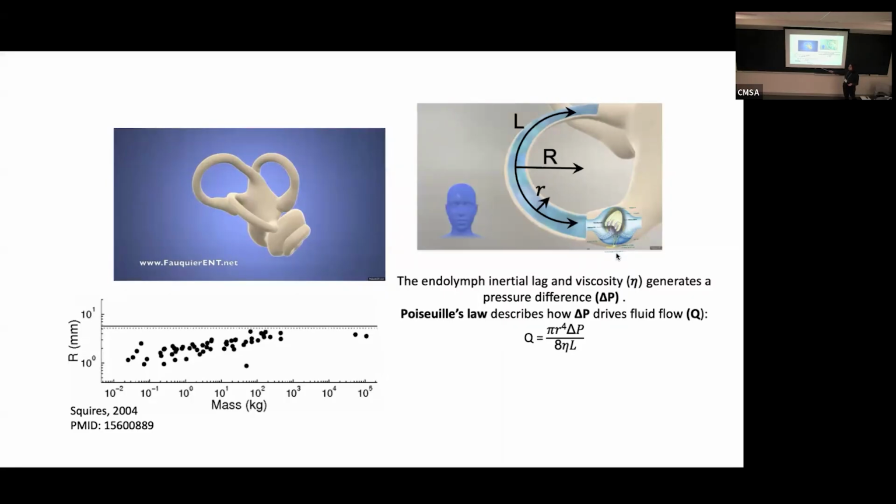So this is a graph showing that while the mass of the mammals can vary about 7 orders of magnitude, the size of the canal varies roughly only tenfold, because nature is trying to optimize the size of these canals for the sensitivity of rotation.